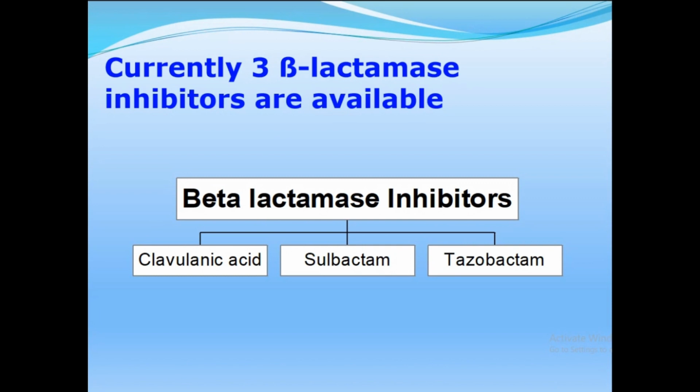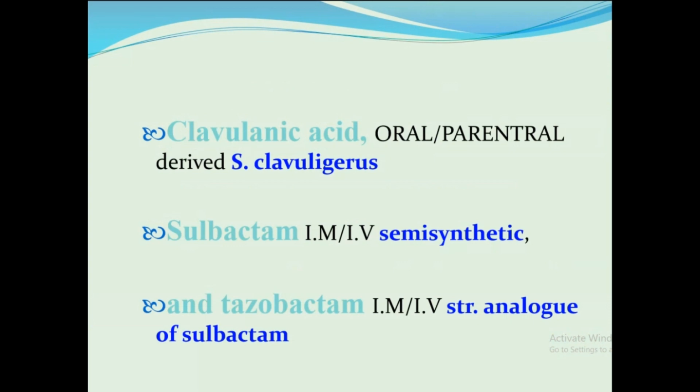But due to multi-drug resistance, we have to use this beta-lactamase inhibitor separately and in a more potent role, so that we can get over this resistance and bring a better outcome. Clavulanic acid, as I said, is oral and parenteral, and sulbactam is also semi-synthetic. Tazobactam is an analog of sulbactam, derived over time.